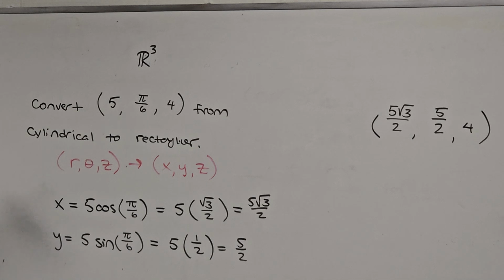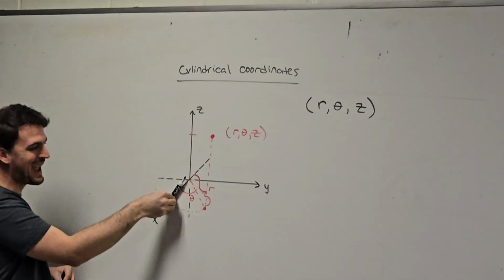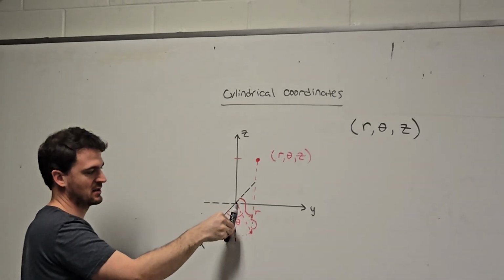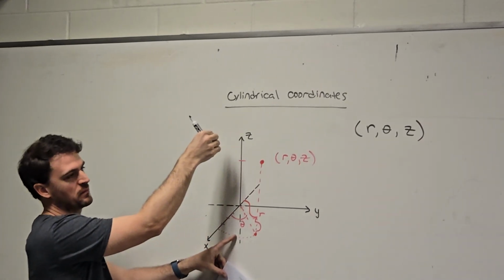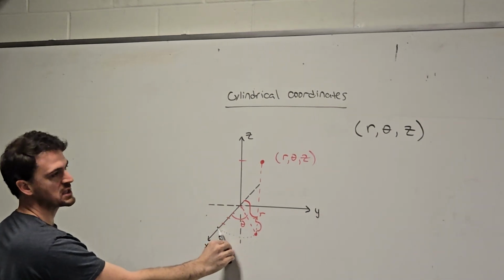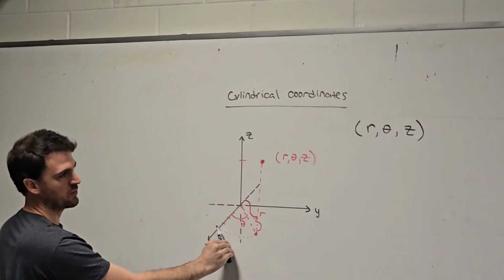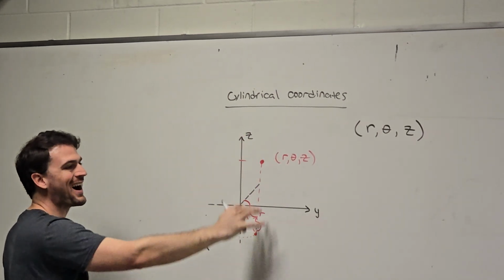Thinking about this point in cylindrical coordinates, it's saying go out a radius of 5 along the positive x-axis. Sweep with an angle of pi over 6, and then from that point, go straight up. Just making sure that makes sense, it's saying go out some positive amount, towards the positive y some amount, and go up. You still live in that same first octant.